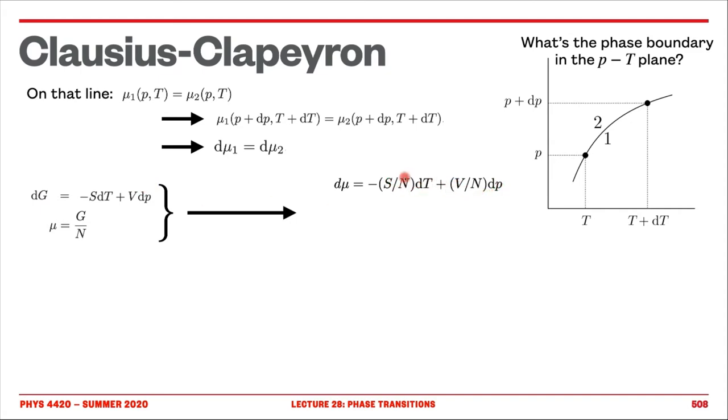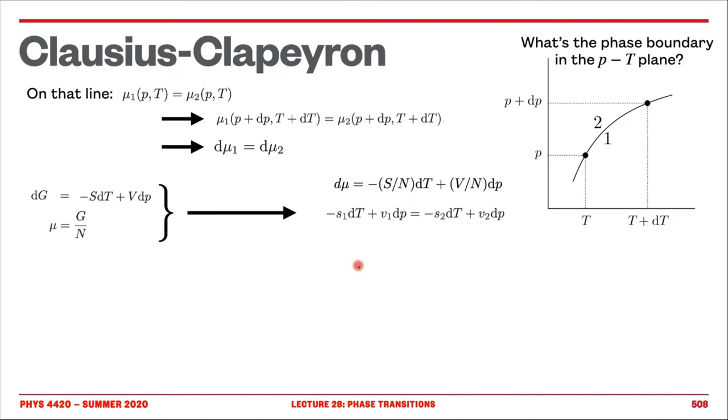Now, n is the number of particles. I can rewrite this so that I have the entropy per particle on both sides, because d mu 1 is equal to d mu 2. d mu 1 is going to be equal to this on the left hand side, and it's going to be equal to this on the right hand side. So lowercase s is the entropy per particle, and lowercase v is the volume per particle. So I can write it this way here.